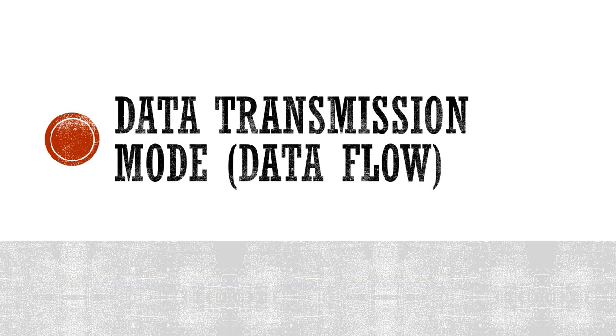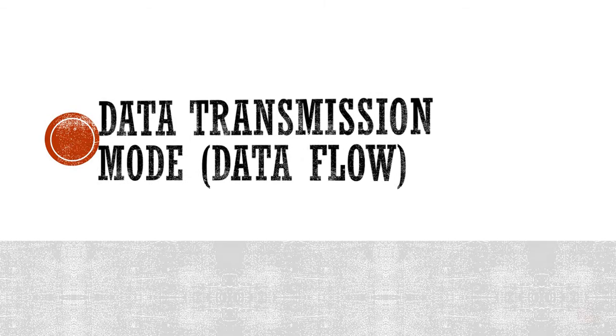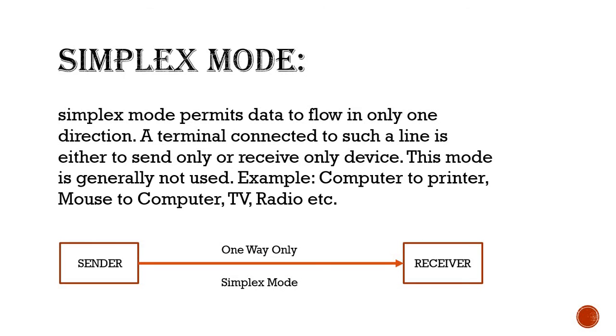Now let's move towards the data transmission modes, that is nothing but your data flow. First one is simplex mode. Simplex mode is one way only. This mode permits data flow in only one direction. A terminal connected to such a line is either a send-only or receive-only device. This mode is generally not used. Examples: computer to printer, mouse to computer, TV, radio, etc. So this communication is only one way.